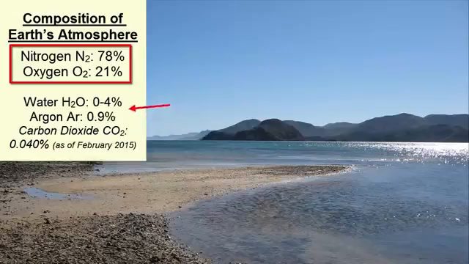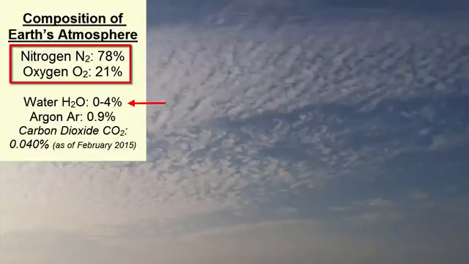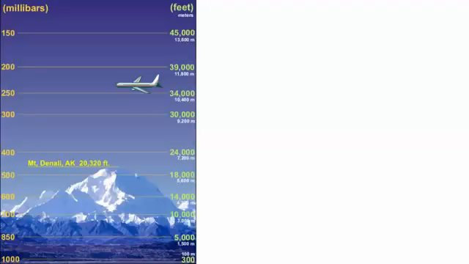Water is a little different. As discussed in the relative humidity video tutorial, wet air can change those percentages, as water can be present in amounts of 4% or less. When air is warm, it has a greater capacity for water. The atmosphere is made of gases.